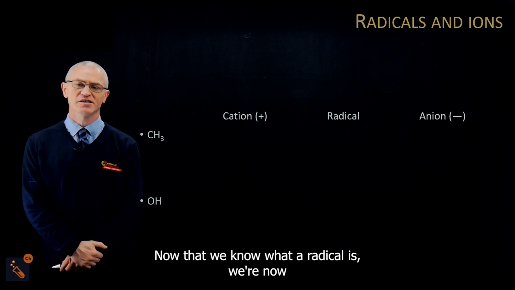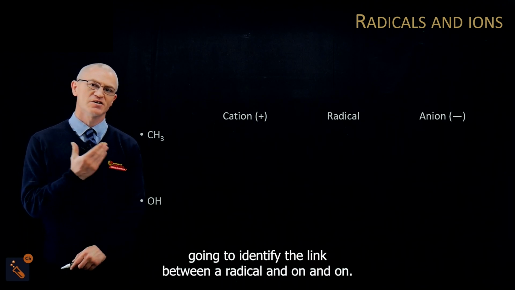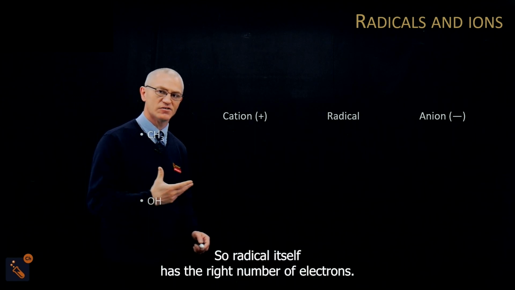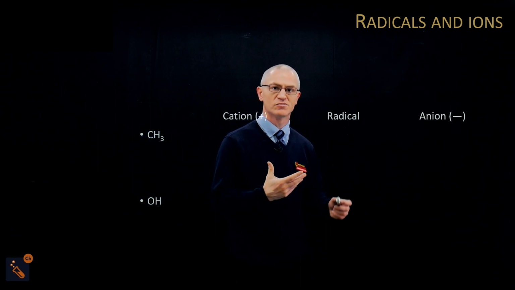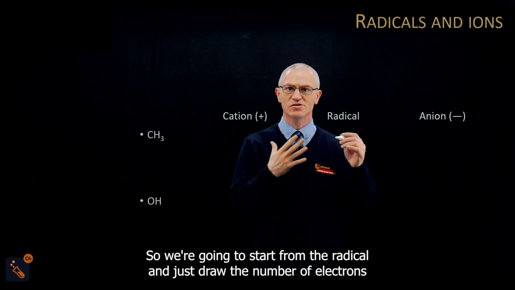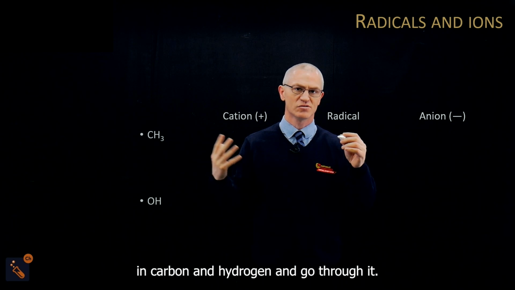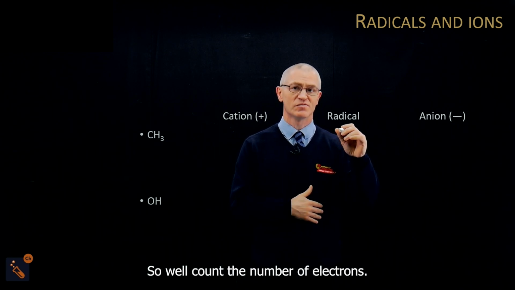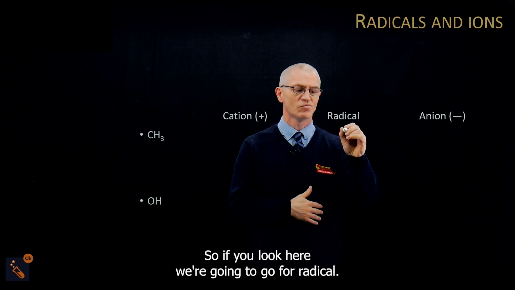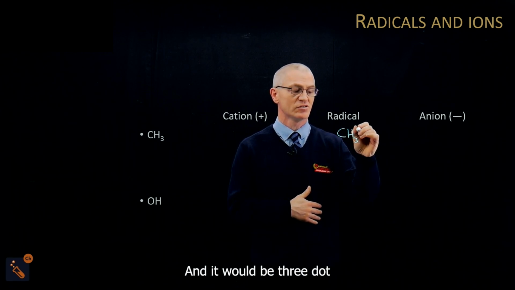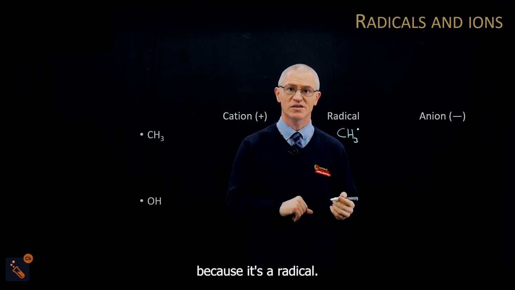Now that we know what a radical is, we're now going to identify the link between a radical and an ion. So a radical itself has the right number of electrons. So we're going to start from the radical and just draw the number of electrons in carbon and hydrogen and go through it. So, well, count the number of electrons. So if you look here, we're going to go for radical, and the radical for there will be CH3 and it will be CH3 dot, because it's a radical.